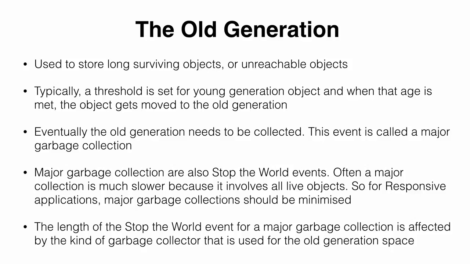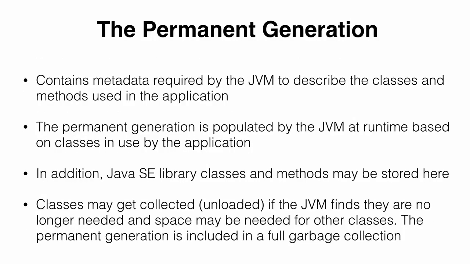So we have to kill those objects we're not using to begin with, at the start, to prevent having so many objects in the old generation. The length of the stop the world event for a major garbage collection is affected by the kind of garbage collector that is used for the old generation space. The permanent generation contains metadata required by the JVM to describe the classes and methods used in the application. The permanent generation is populated by the JVM at runtime based on classes in use by the application.